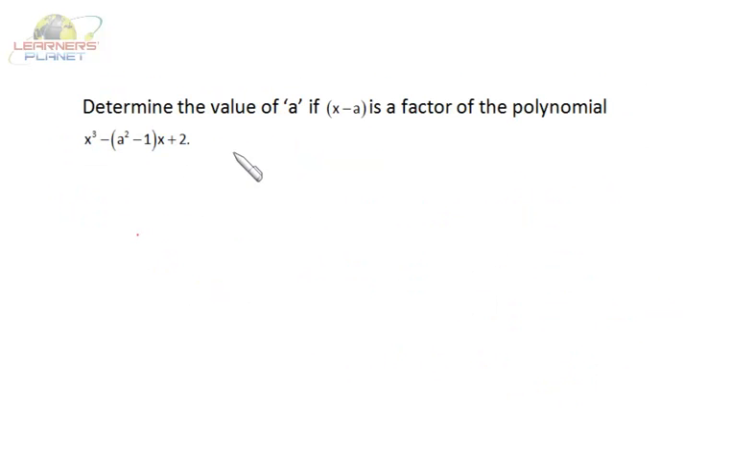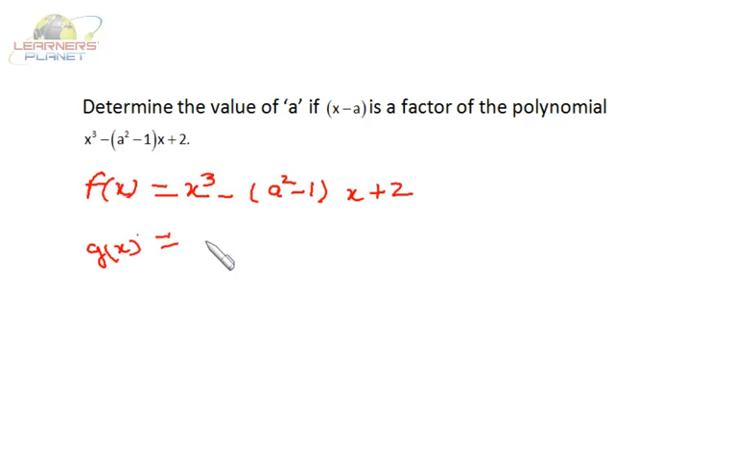Now in this question we have to find out the value of a if x minus a is a factor of polynomial x cube minus a square minus 1 x plus 2. Let this polynomial be f(x). So f(x) is x cube minus a square minus 1 x plus 2. Okay. Now we are given that x minus a is a factor of it. Let x minus a be g(x).